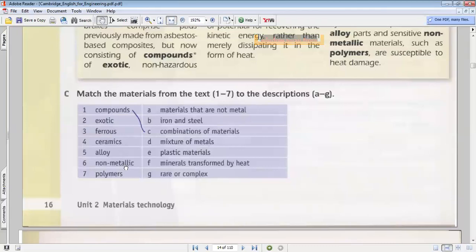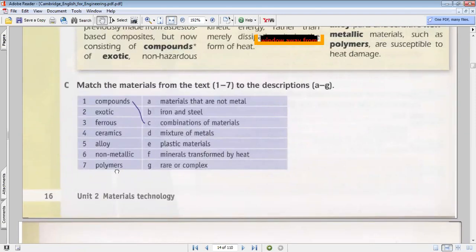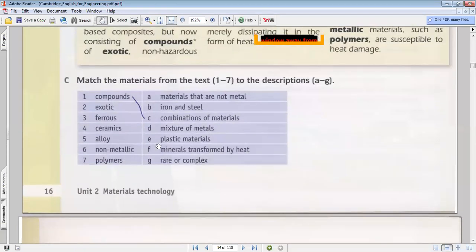Non-metallic. Yes, materials that are not metal. So non-metallic parts are susceptible to damage as a result of high heat. Non-metallic parts in the car, as a result of absorbing heat, what would happen to these non-metallic parts? They are susceptible to damage. They might be damaged as a result of high heat. So what is meant by non-metallic? Materials that are not metal. Let's see polymers. Polymers means plastic. Thank you. Plastic materials. Polymers and non-metallic parts are susceptible to damage as a result of absorbing heat.